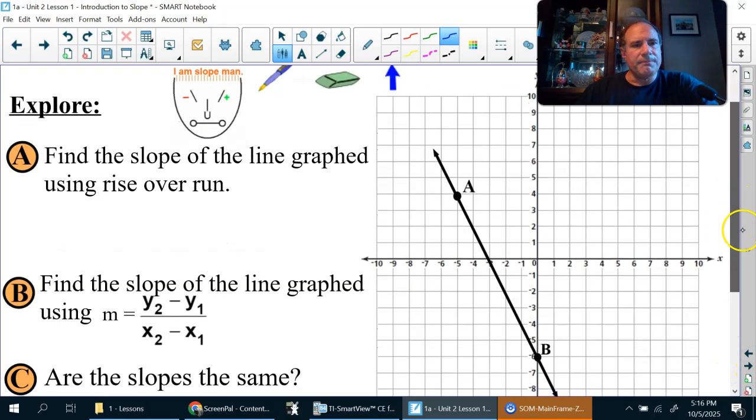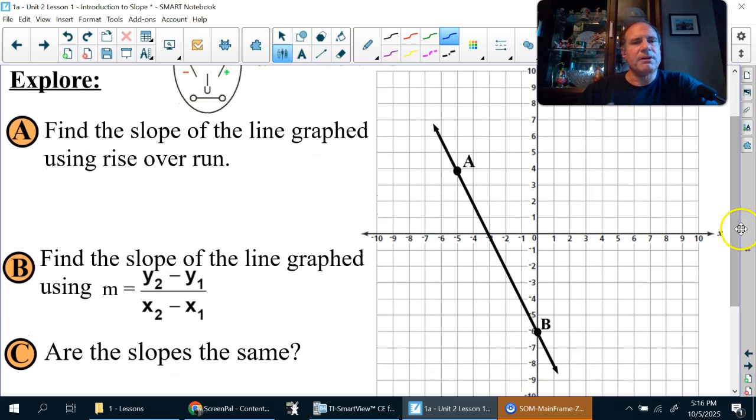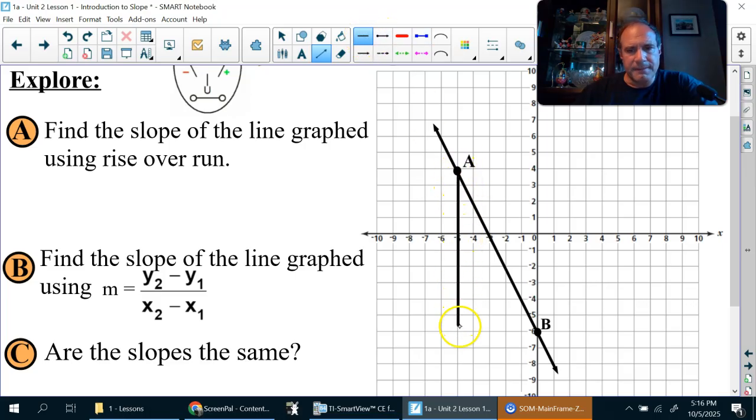All right, so let's go find the slope using rise over run. So we're going to just go and connect these points using a triangle.